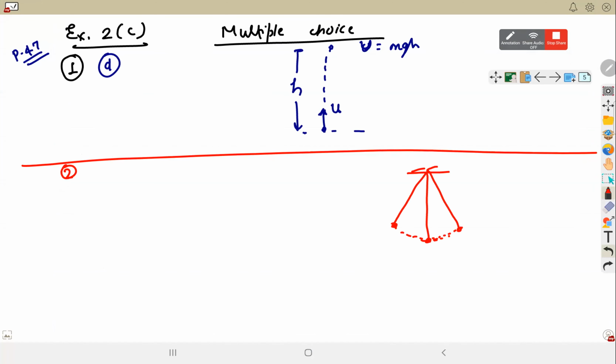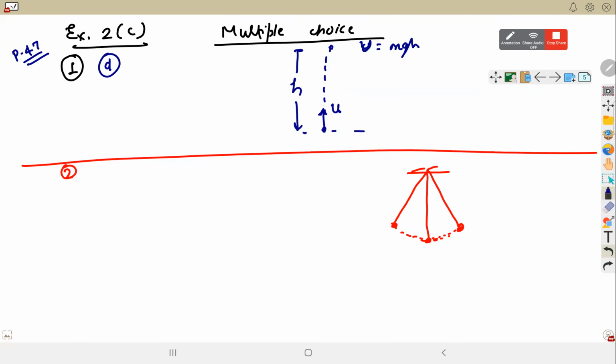Okay, Mr. Shrey, what will be the answer to the second question? The pendulum is oscillating on either side of its rest position. The correct statement is: the sum of its kinetic and potential energies remains constant throughout the motion. Right. When it is at the maximum height, all the energy is potential.